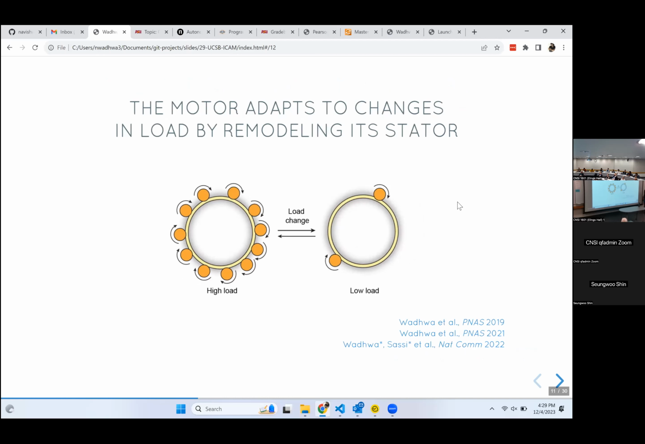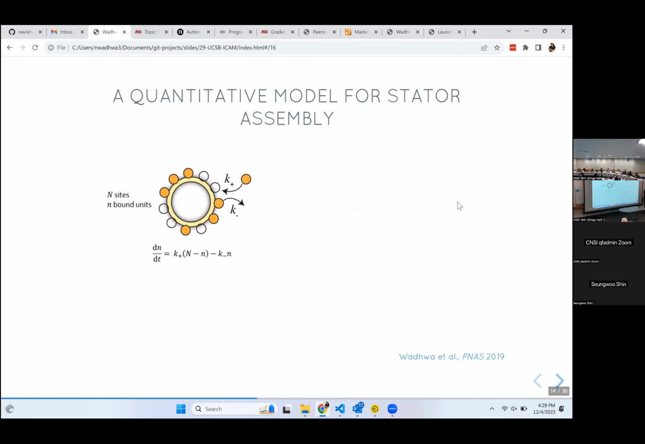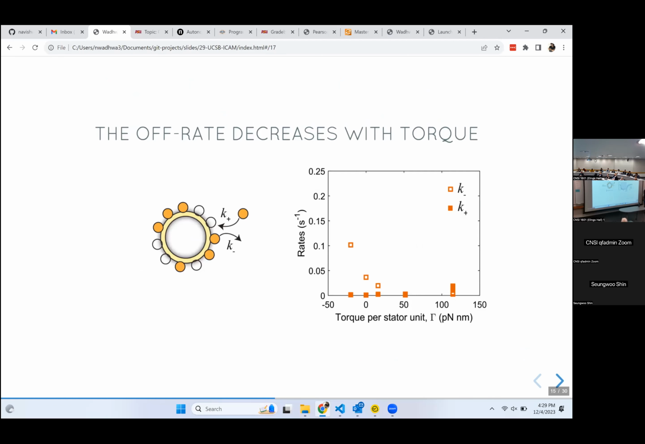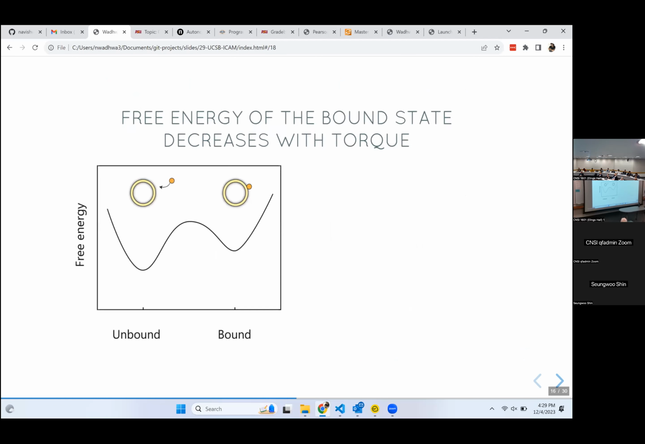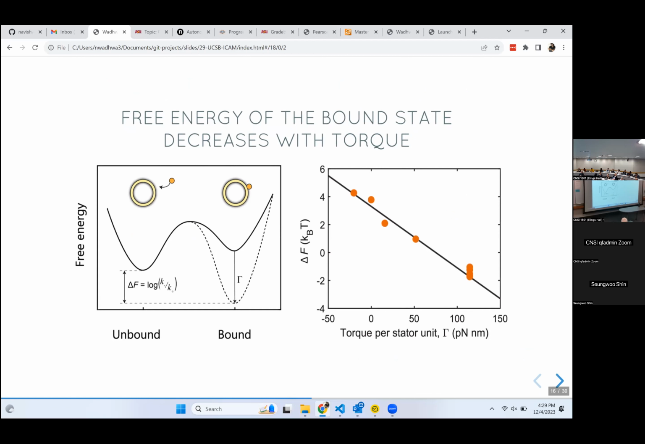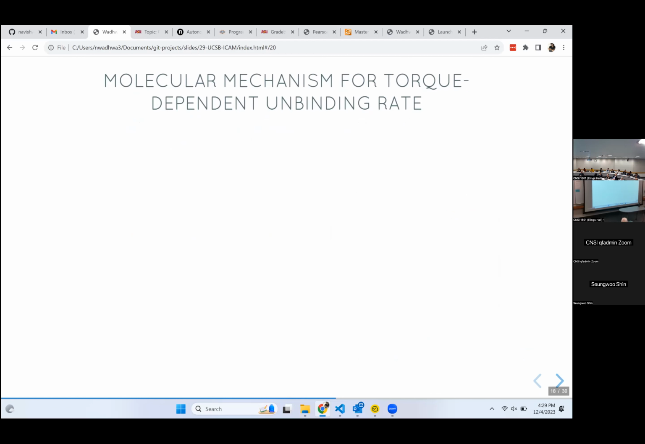I will skip a bunch of slides. But the message of these slides is that we not only understand this process qualitatively, but we understand this quantitatively. We have models that work really well with the data. I will talk about this slide.